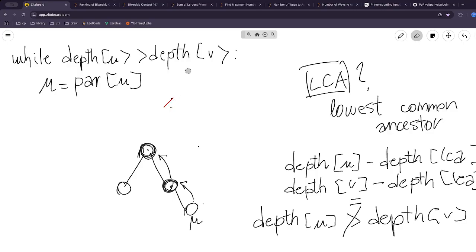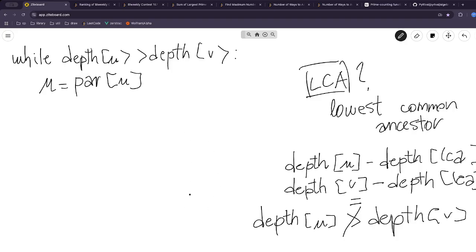So now let's go to, how do we do this quickly? Eventually they'll reach the same parent. Yes. And so how do we do this quickly? Well, we can use this technique called binary lifting, where we pre-calculate how to make jumps.